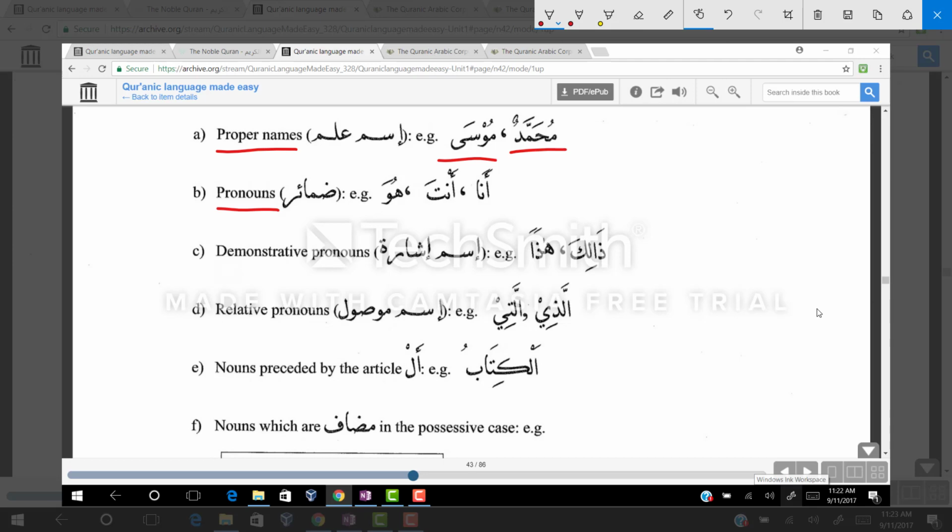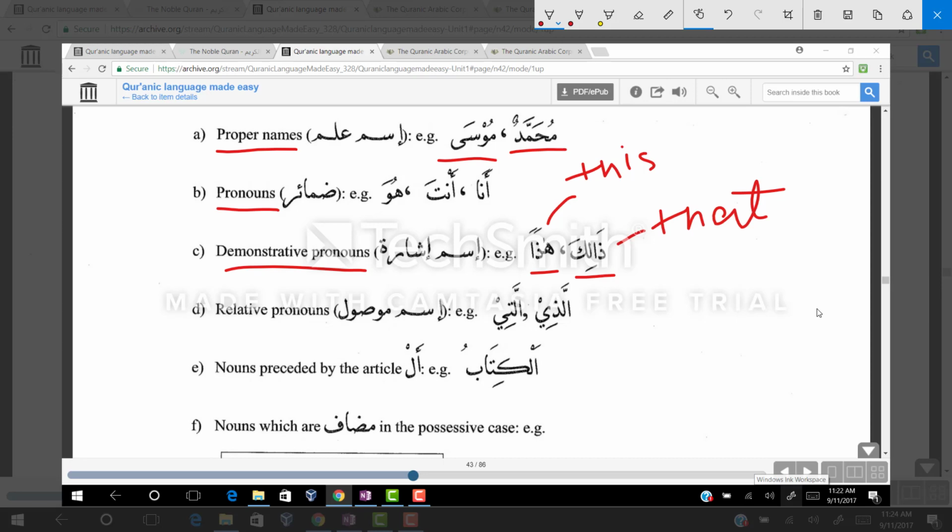The next one is the demonstrative pronouns, called ismu ishara. You will be learning this in detail in the coming chapters, but for now just remember these two: dhalika and hadha. Hadha is "this" and dhalika is "that". Generally, how does a sentence start? Like "this is a boy, that is a beautiful house." When you start a sentence, you use this and that. So the ismu ishara, this and that, are marifa or definite nouns.